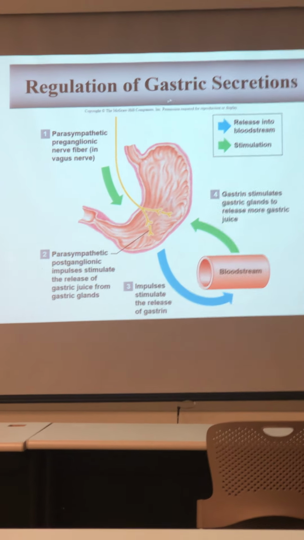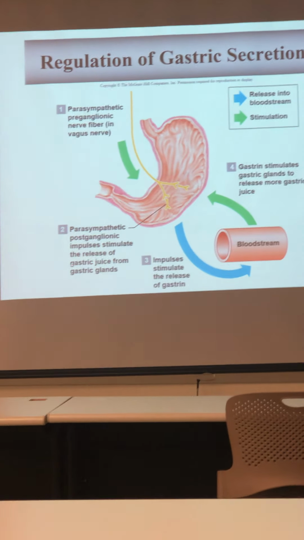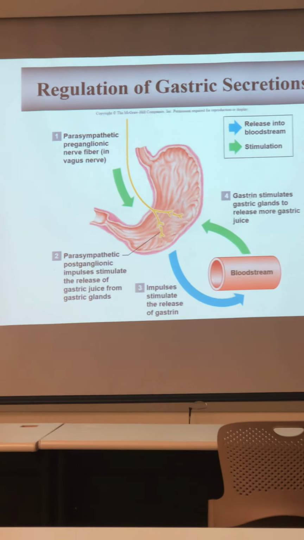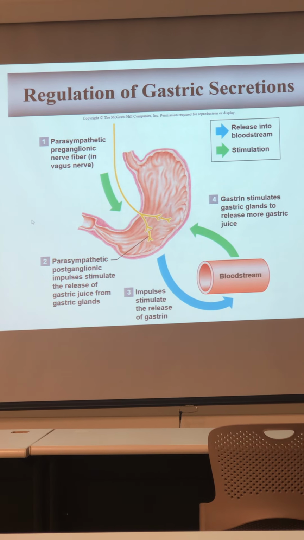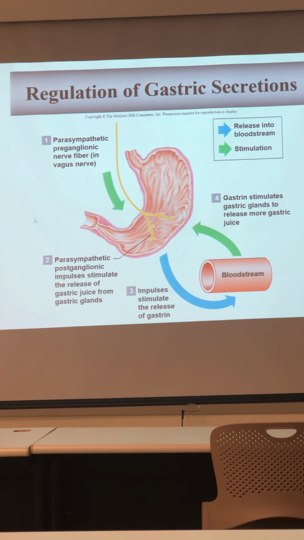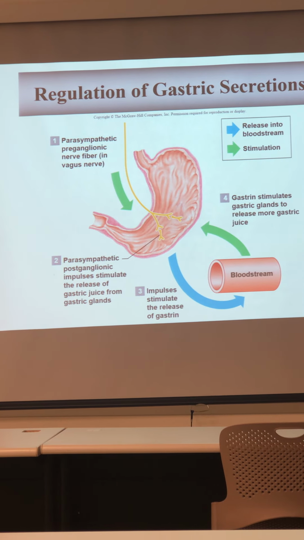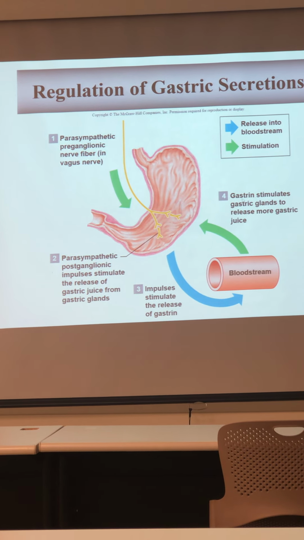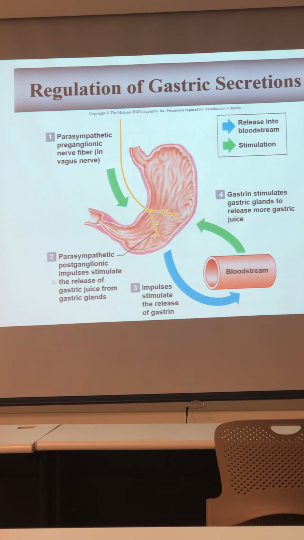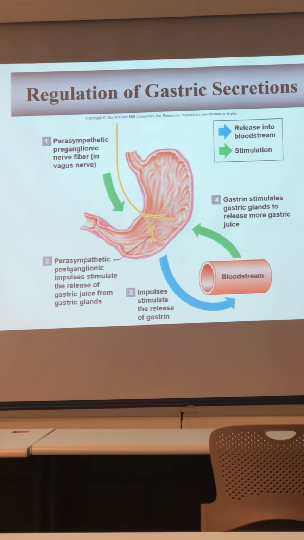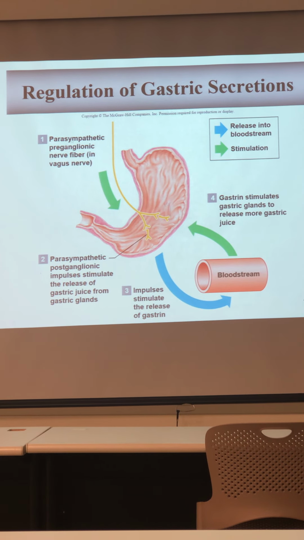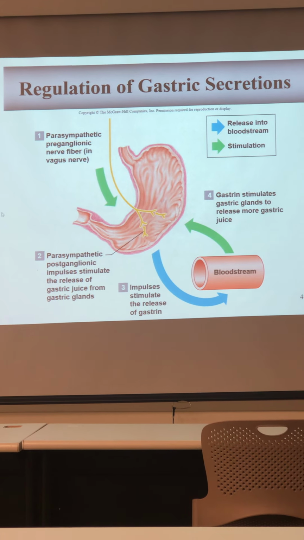Okay, I want you to know this. Gastrin is a hormone that is released in the stomach, not only when you eat, but when you even think about food, and sometimes after you're done eating. But realize the hormone gastrin is going to cause the release of gastric juice, which is all that hydrochloric acid and mucus and everything. And again, that's dominated by the parasympathetic nervous system there in step 1.